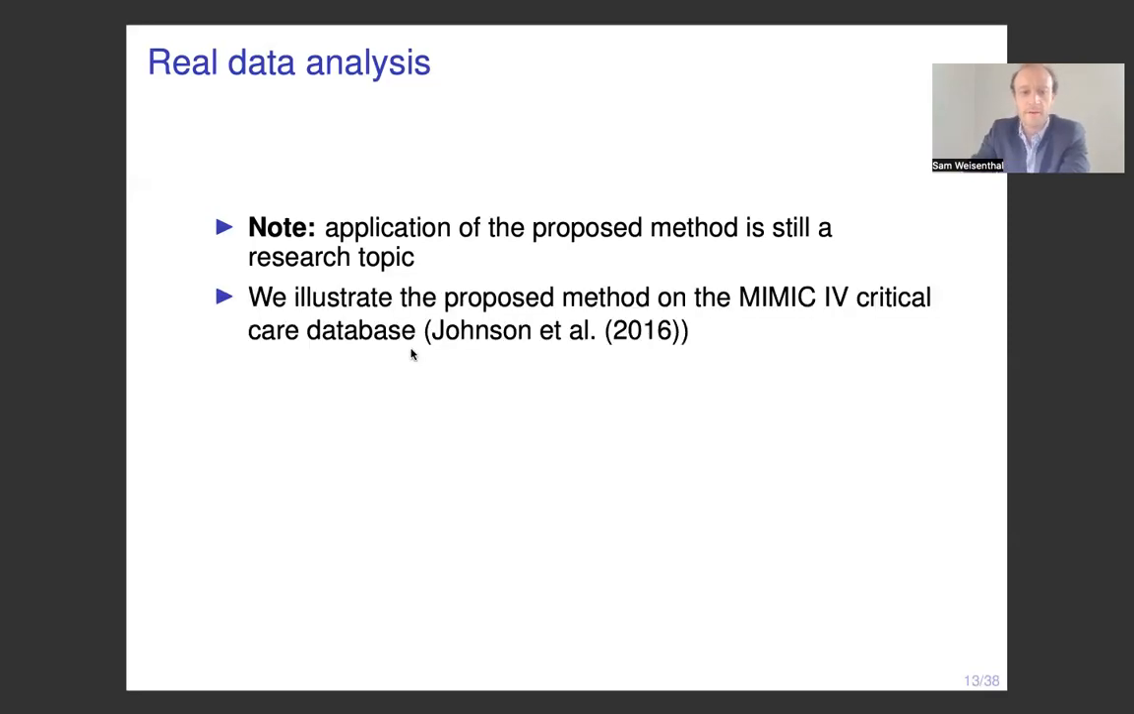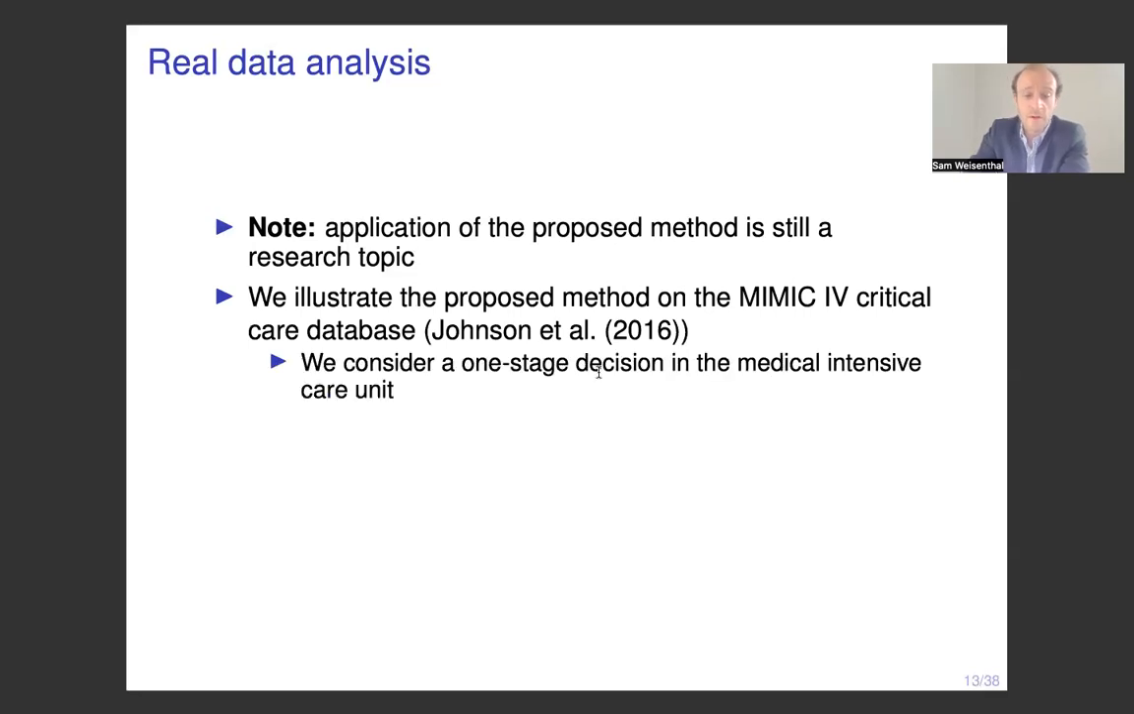We're not doing that. So we're just illustrating the proposed method, and we're illustrating on the MIMIC-IV critical care database. This is a well-known electronic health record critical care database. In particular, we're going to consider a one-stage decision in the medical intensive care unit. So in other words, we're going to just consider baseline blood pressure, what action to take, and final blood pressure.